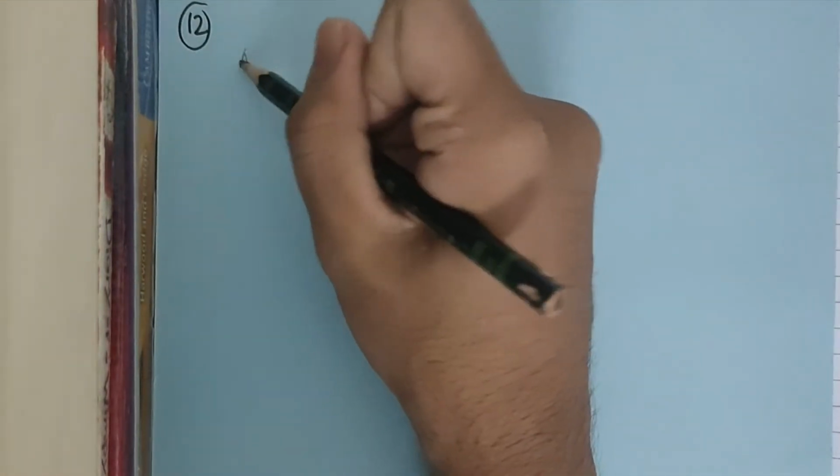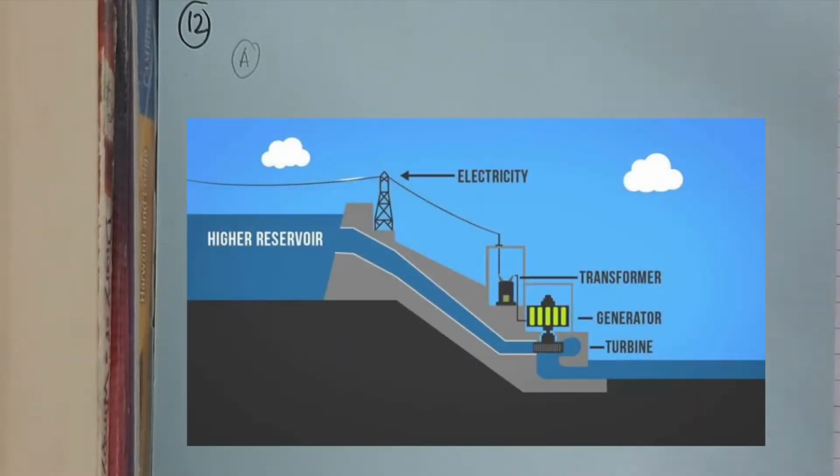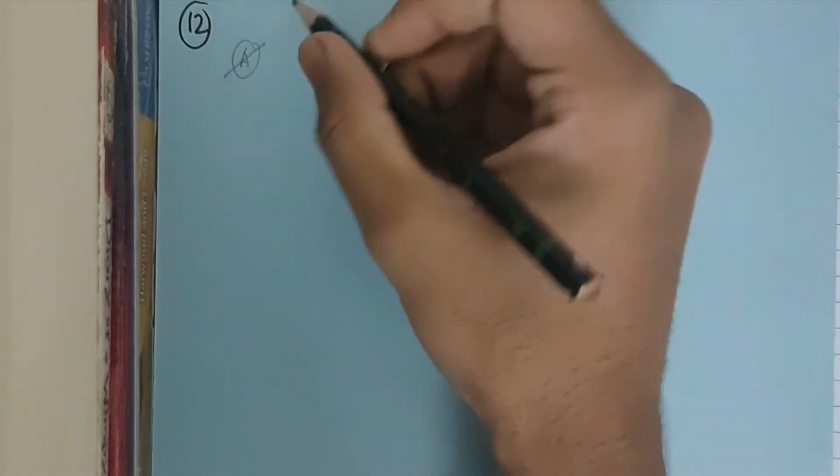Question number 12, a conceptual question. Which source of energy uses the production of steam to generate electrical energy? Okay, we will have to work through all of the options then. A says hydroelectricity. We know very well that hydroelectricity does not use steam, it directly uses flowing water. The flowing water rotates a turbine and that generates electricity. So we know for sure that A is not the answer.